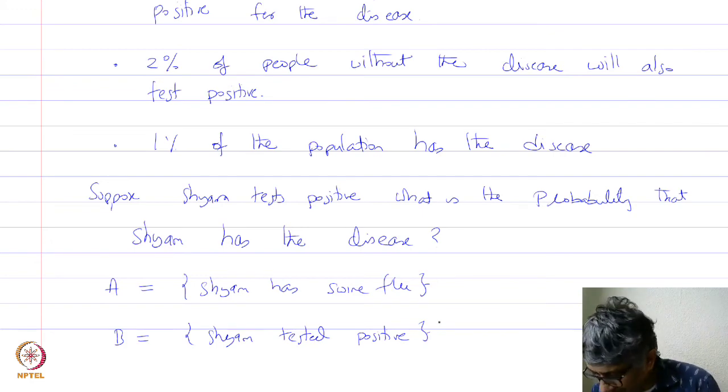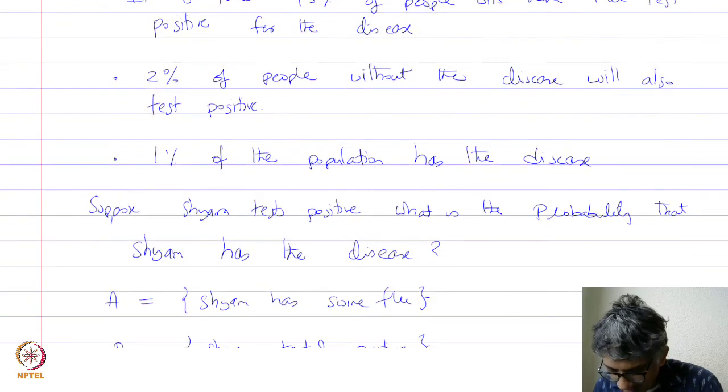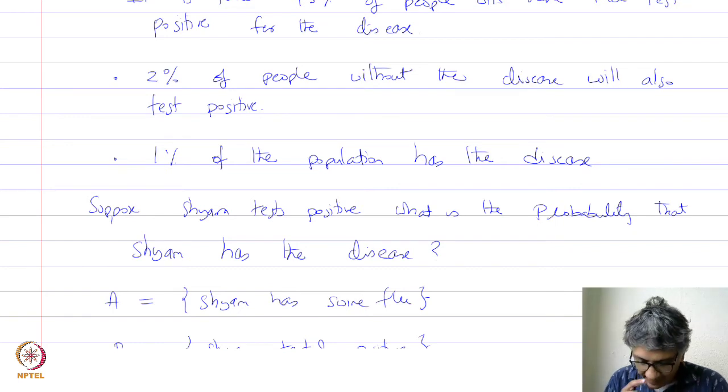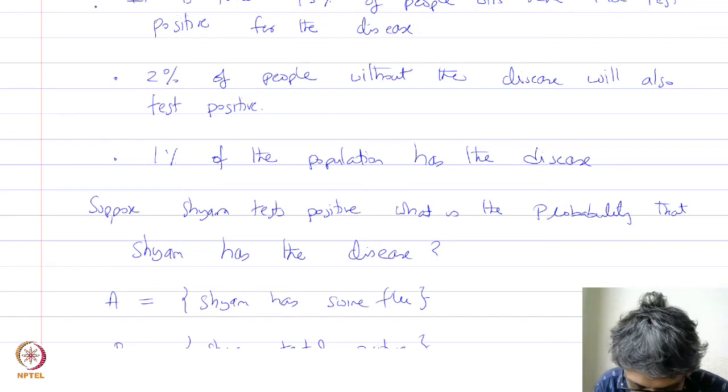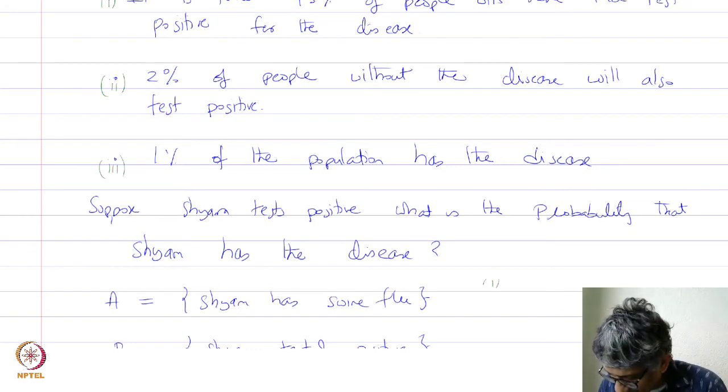So what all do we know from the top? Let's see what we know in terms of A and B. We know that 95% of the people with swine flu test positive for the disease. Let's call these assumption 1, assumption 2, and assumption 3. Right? So from 1, I know the chance that Sham tested positive, given that he has the disease, that is given A, is going to be 0.95. That's what 1 tells me.